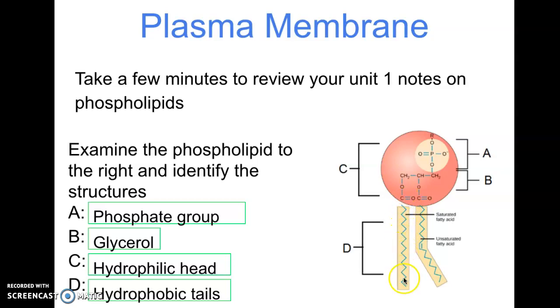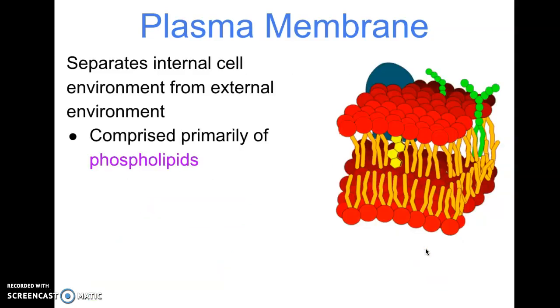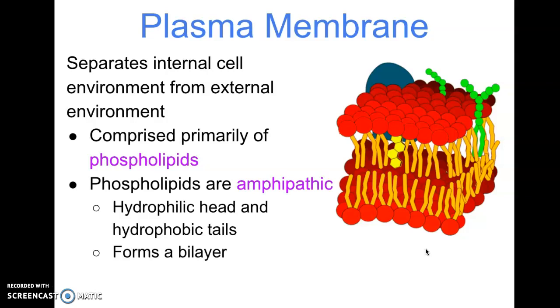If it's saturated, it's going to look like this with no double bonds, and these would be more rigid and less fluid. If it's unsaturated, it has double bonds in those carbon chains, and that's going to make it more fluid and movable. You can see it has a little kink in it already. The phospholipid heads are polar or hydrophilic, and the tails, because they're made up of fats, are hydrophobic and nonpolar.